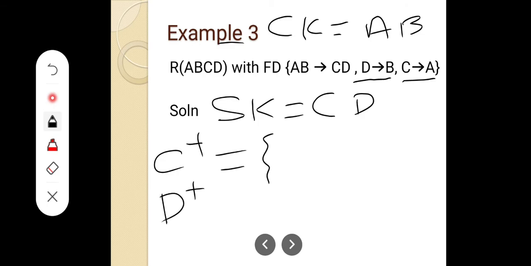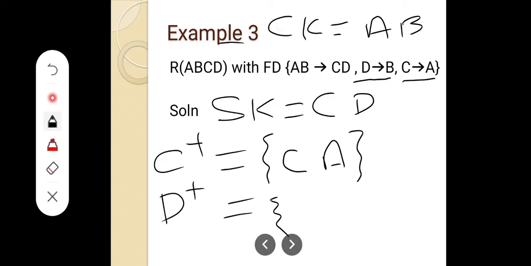Okay, what is C closure? The first value is C. Anything starting with C? Yes, C determines A, so we can write A. Anything starting with A? Only AB starts with it, so CA is the answer. So CA is not a super key. Okay, our super keys are AB, CD, ABCD.